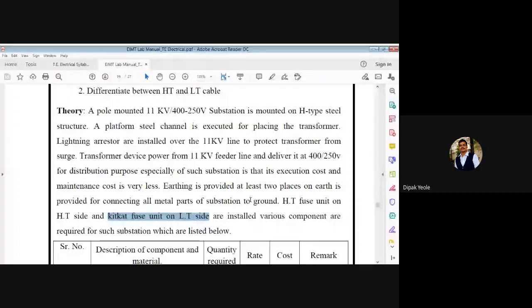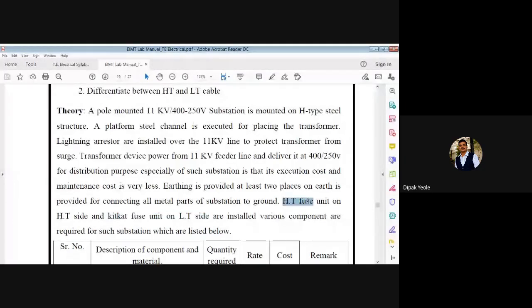Now what is the purpose of the LT cable? The range of LT cable is 660 volt to 1.1 kilovolt, and we are using a KitKat fuse for the LT side and for the HT side we are using the HT fuse.